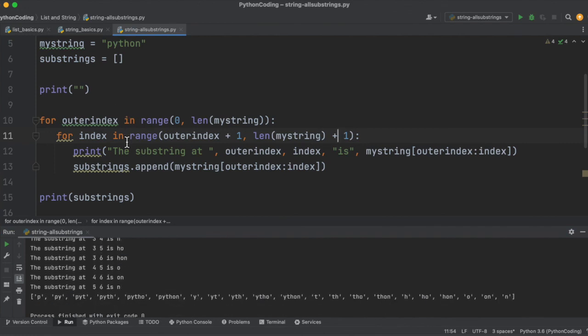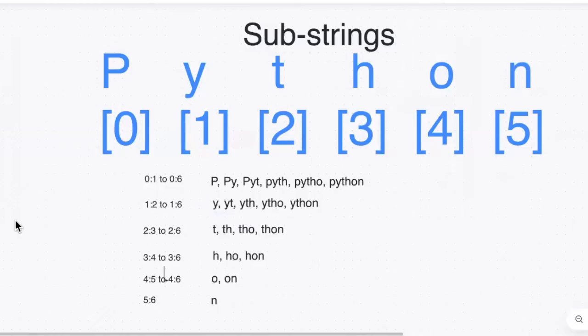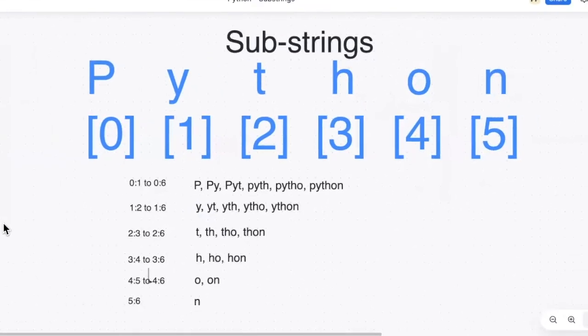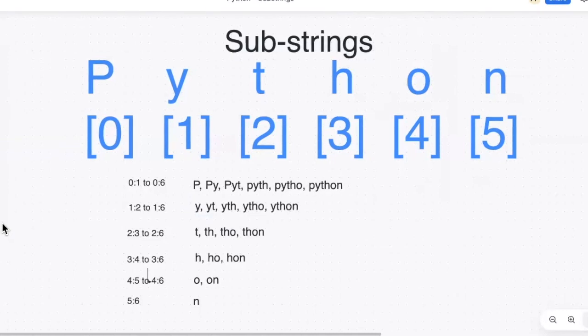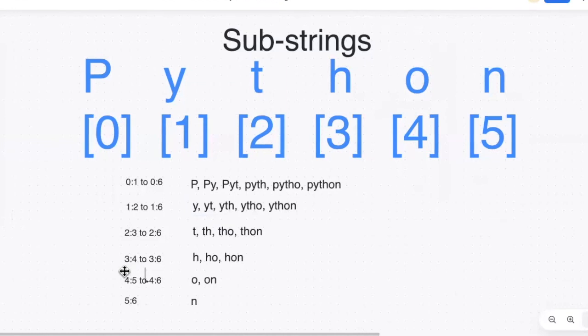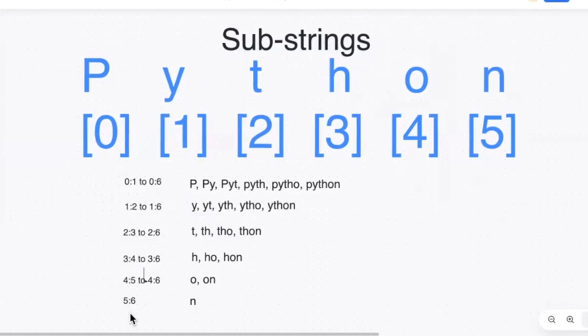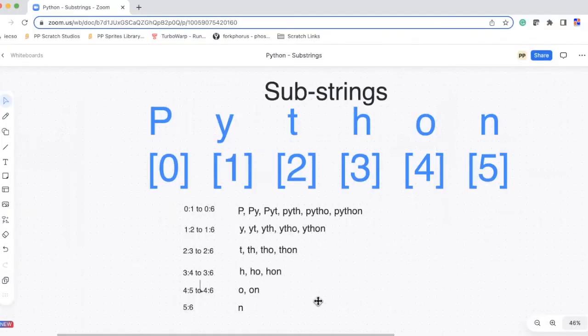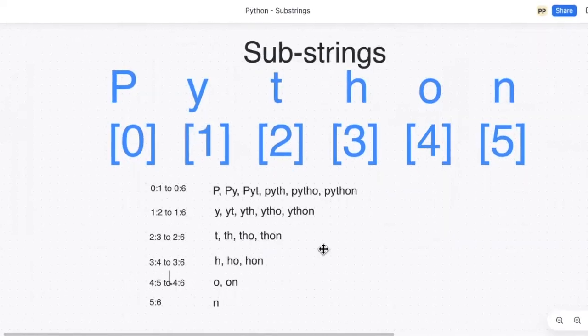Has this been a little too much for you? Too tricky? Two loops? So many things to handle? Let's come back and look here. Now we have two loops, outer loop and inner loop. Our outer loop is running this bit: 0, 1, 2, 3, 4, 5, 6. Right? This is the outer loop, because it's running from P, then from Y, then from T, then from H, then from O, then from N. Your inner loop is running from where your outer loop is right now till the length of the string.